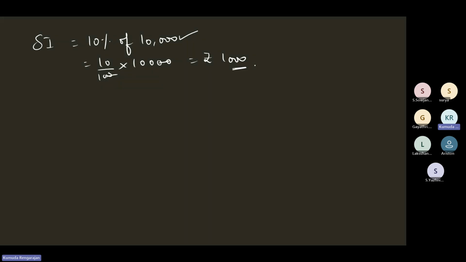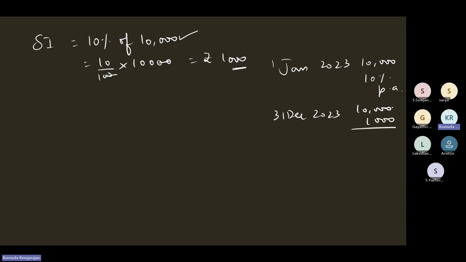At the end of the year, say on Jan 1st, 2023, you have deposited 10,000 in a bank, which gives you 10% rate of interest per annum. So when you visit the bank on 31st December 2023, the balance in your account will be 10,000 plus the interest of 1,000 rupees, which is credited.